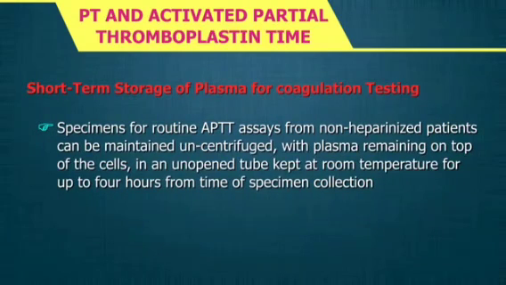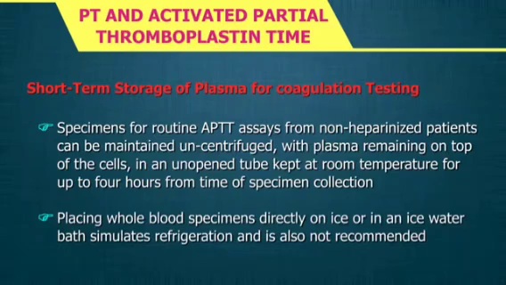Specimens for routine APTT assays from non-heparinized patients can be maintained uncentrifuged, with plasma remaining on top of the cells in an unopened tube kept at room temperature, for up to 4 hours from time of specimen collection. Placing whole blood specimens directly on ice or in an ice water bath simulates refrigeration and is also not recommended.